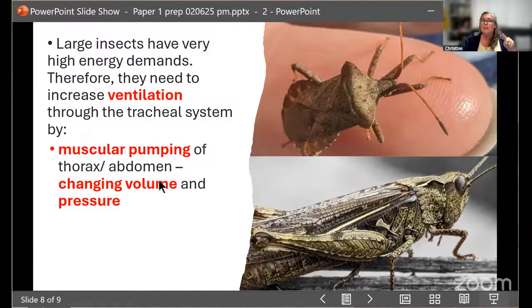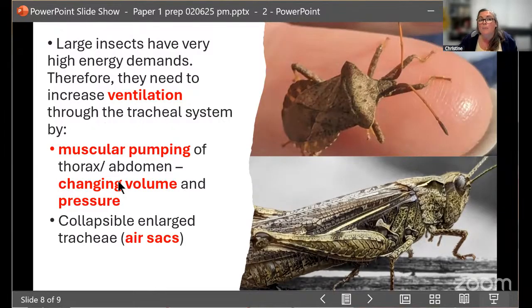Anyway, muscular pumping, changing the volume and pressure. So just like if we were comparing that to the mammals and the ventilation system in the mammals, we have that our external intercostal muscles lift our rib cage up and out, changing the volume and therefore changing the pressure so that we can get the air to flood in. Well, if they're doing muscular pumping, they're changing the volume and pressure inside the thorax, the abdomen. That therefore is going to change the pressure, making the air come in.